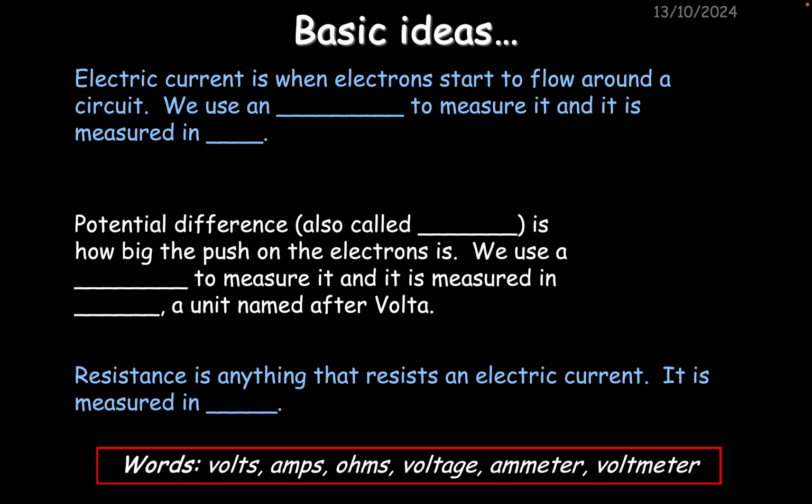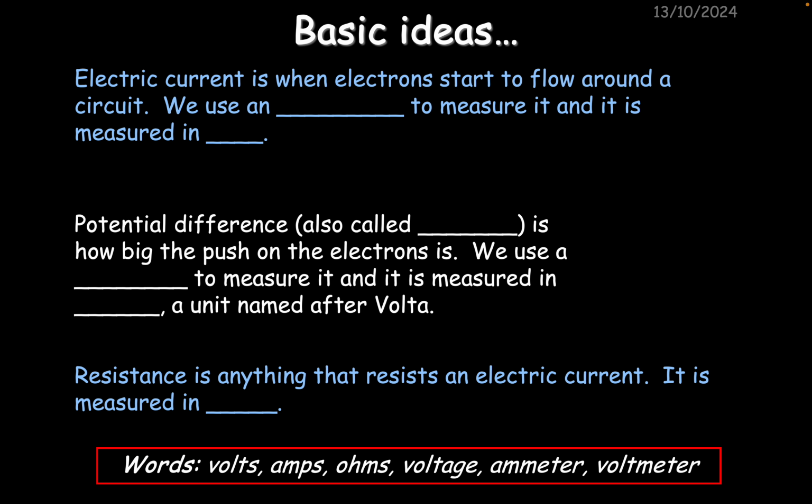Electric current is when electrons start to flow around a circuit, and we use an ammeter to measure it. It is measured in amps or amperes, whereas potential difference, also called voltage in more general terms, is how big the push on the electrons is. I don't really like that term, but it's often used in physics books.